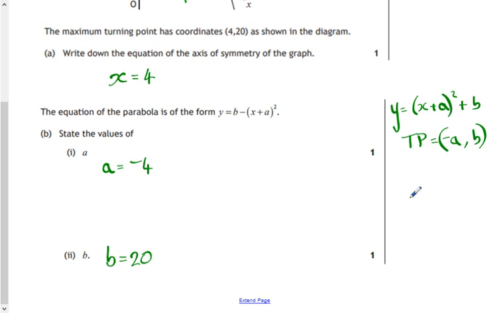Using our knowledge of the turning points. Seeing that they're only worth 1 mark, there is no working to do here. If you come across a question like this, you're either going to know it or you're not. It all depends on whether or not you remember the completed square form for these. Okay.